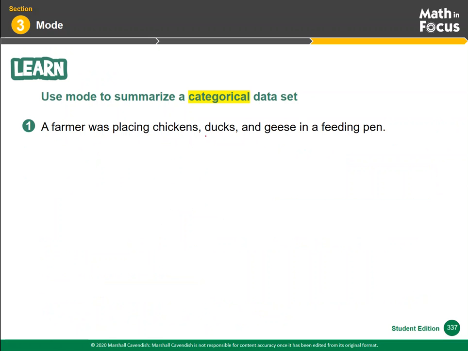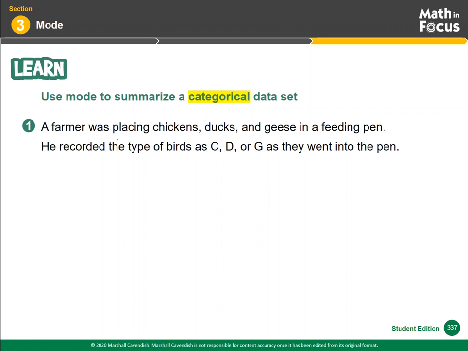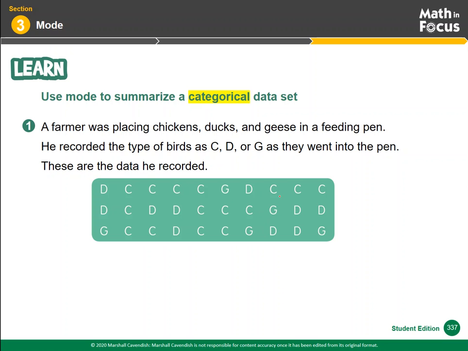A farmer was placing chickens, ducks, and geese in a feeding pen. He recorded the types of birds as chicken, or C, D, or G as they went into the pen. These are the data he recorded. So here's his little sheet as they went into the pen. I didn't know you could organize ducks and geese and chickens that well. I didn't know that they would just file in. But, you know, maybe they're trained.